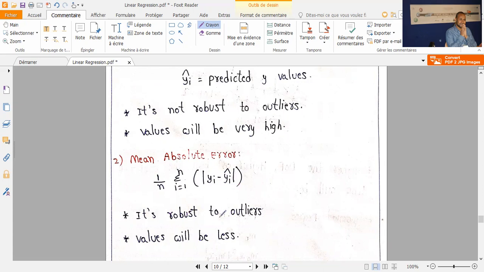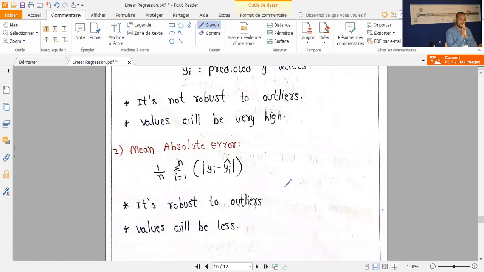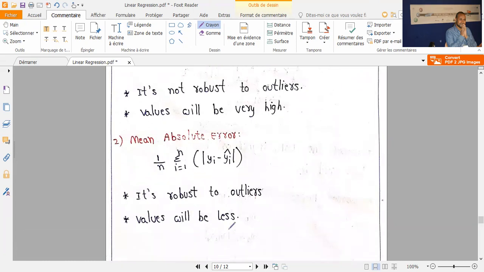We don't get impacted by outliers because if we have a difference between the predicted value and the actual one, the difference will be clear, but it is not big like when we're using the cost function with squared error. Okay, and the values, of course, will be lower because it's not squared, and it's robust to outliers as I said before.